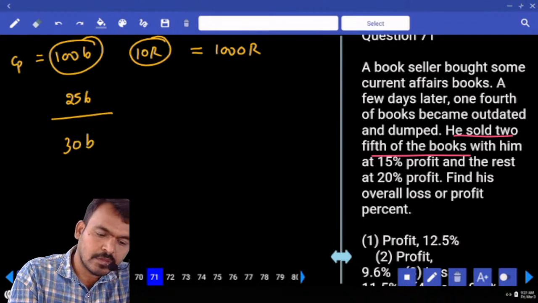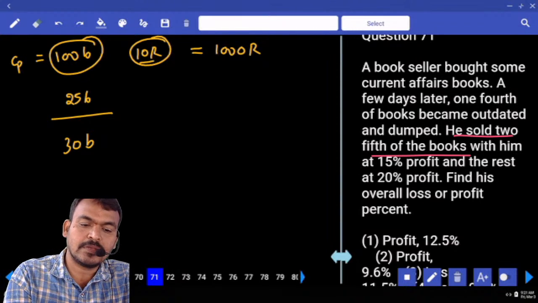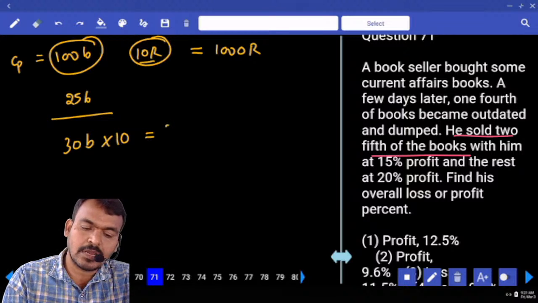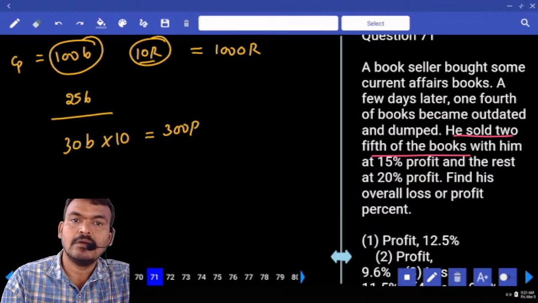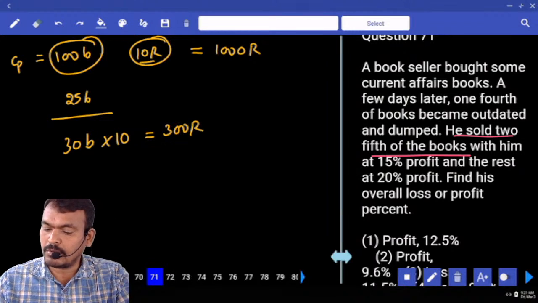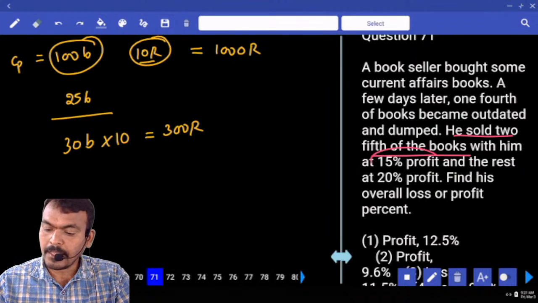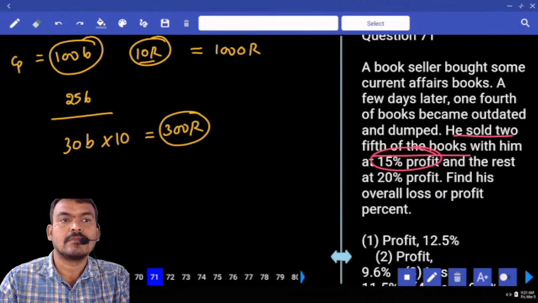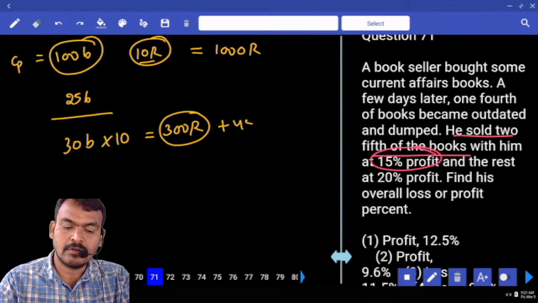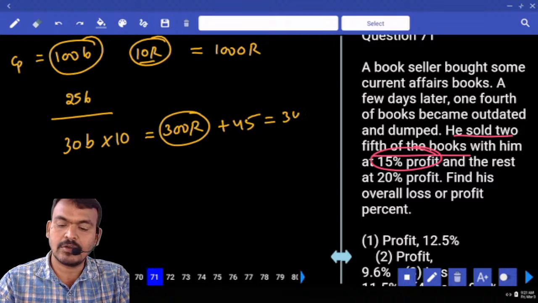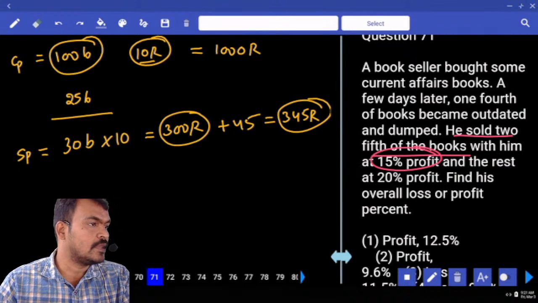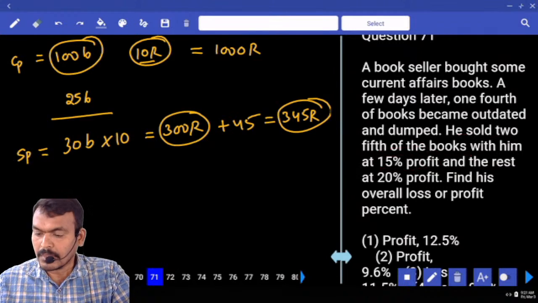30 books, each one's cost price is 10 rupees. 30 into 10, we get the total cost price of 30 books, 300 rupees. Those are sold at 15% profit. What is 15% of 300 rupees? 45. 300 plus 45 is 345. It is the selling price of 30 books.